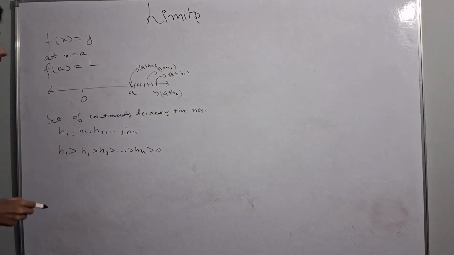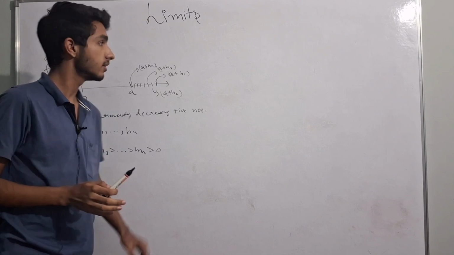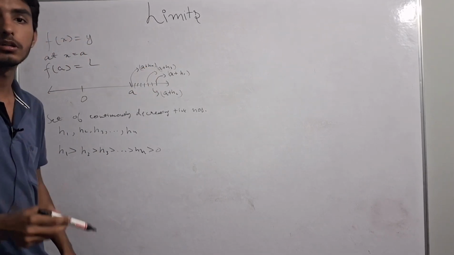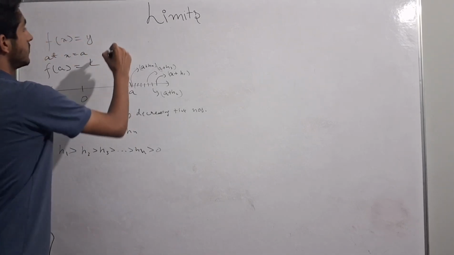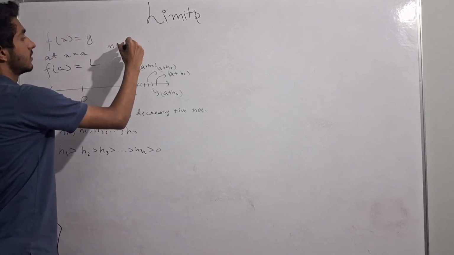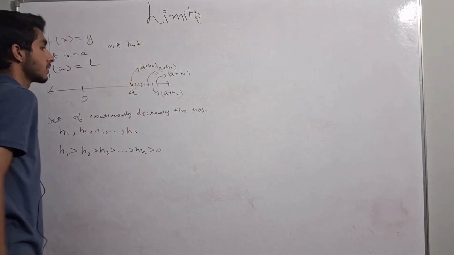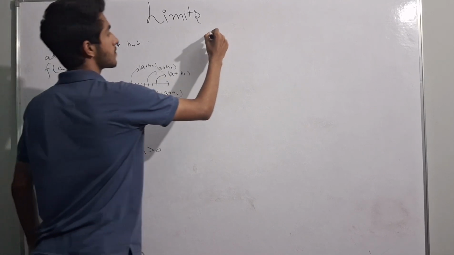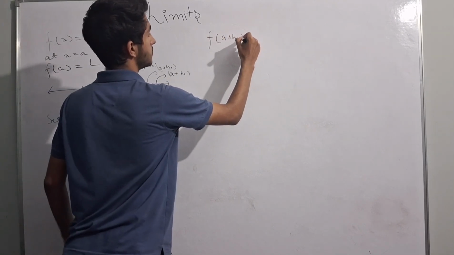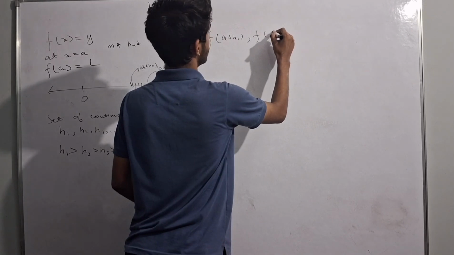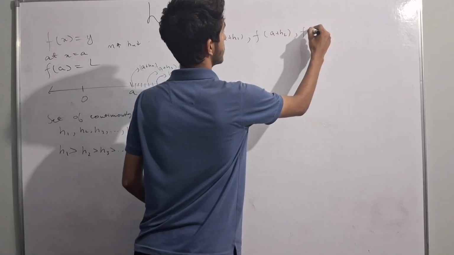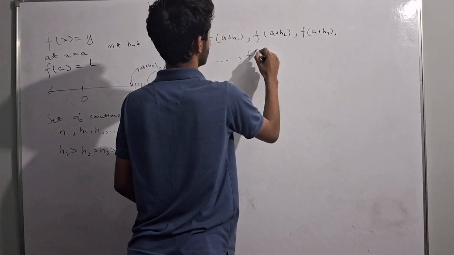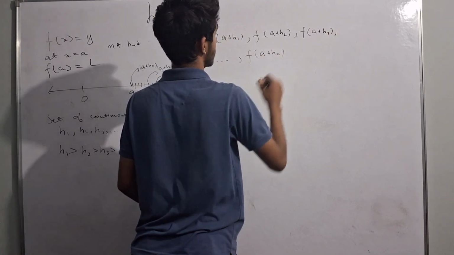So the value of a plus hn can be made numerically small depending on the value of hn, and the greater the value of n, the smaller the value of hn we get. That means greater the value of n, smaller is hn. So you can see we get the function of these points as function of a plus h1, function of a plus h2, function of a plus h3, so on up to function of a plus hn.